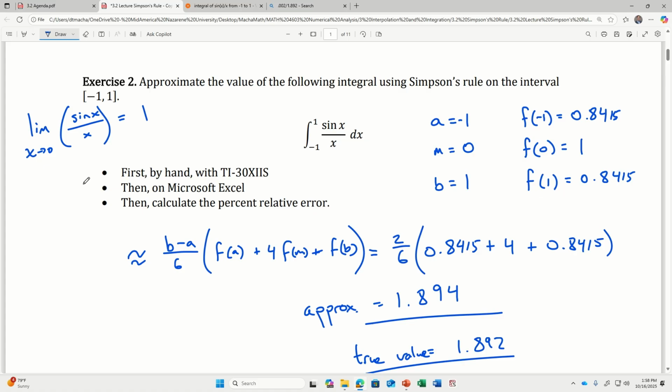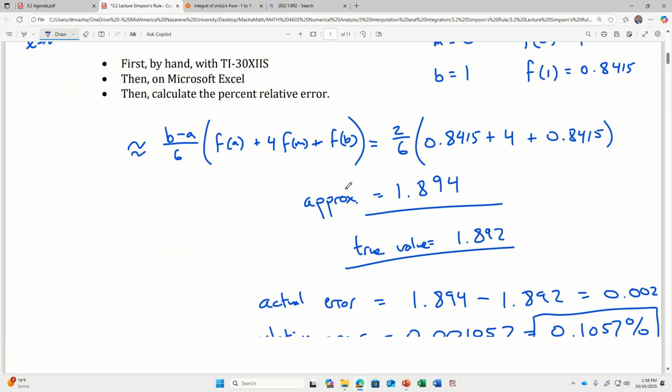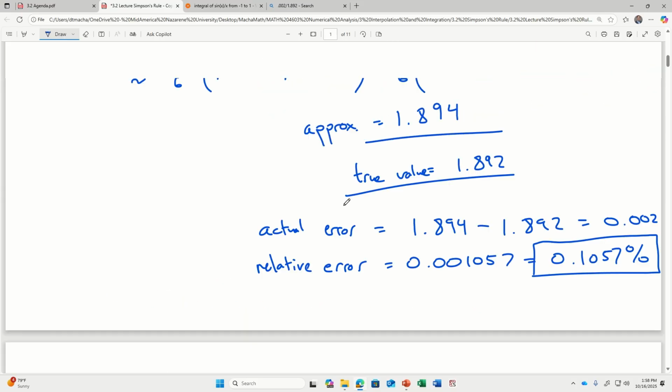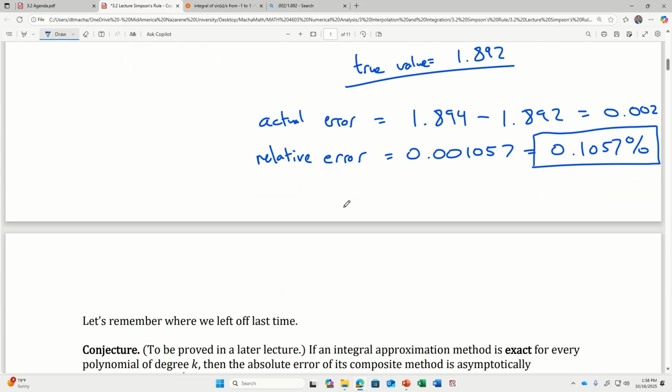I said do this on Microsoft Excel, but we really don't need to. I don't know why. Maybe we'll use Excel later if the calculation gets a little bit longer, but everybody's fine with that, right? You could do that on a test. Cool.